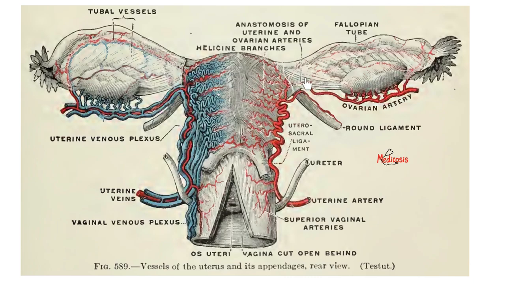Here is the anastomosis site between the uterine artery and the ovarian artery. Uterine artery came from the internal iliac artery, but ovarian artery came directly from the abdominal aorta. Question: why are these uterine vessels very tortuous, as you see? Zigzag action. The answer is to allow the uterus to expand during pregnancy without tearing the vessels.